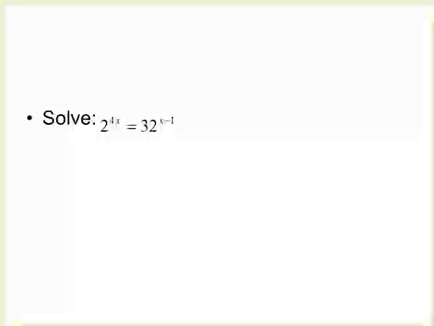The base on the left is 2. On the right is 32. So they are not the same. What base can we use to make them the same? 2. So we can just let 2 be 2, or write it as 2 to the 1st. And 32 is 2 to what power? 2 to the 5th.